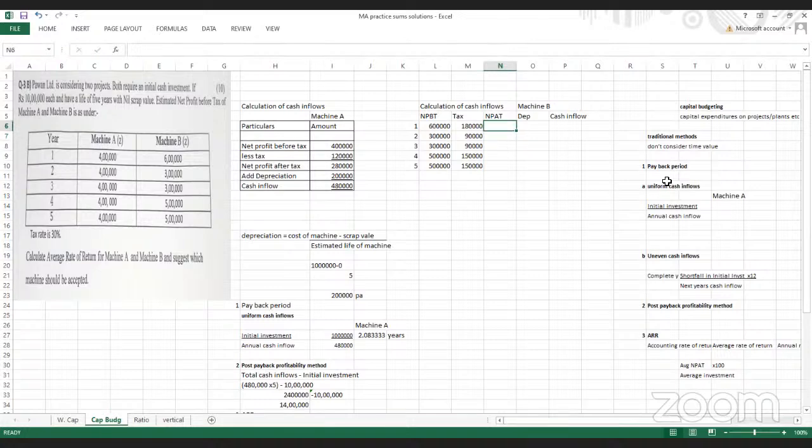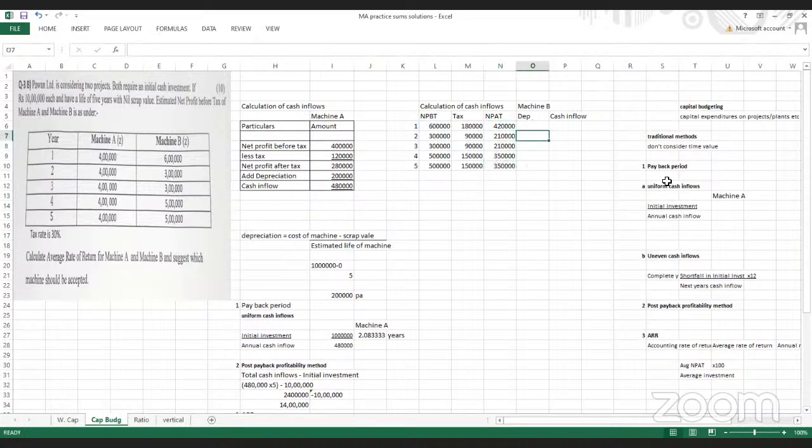Okay. So next column is net profit after tax. How you will get that? Net profit before tax minus tax will give you net profit after tax. So 6 lakhs minus 1 lakh 80,000, you get 4 lakh 20,000. I'll copy the same formula for remaining 4 years.